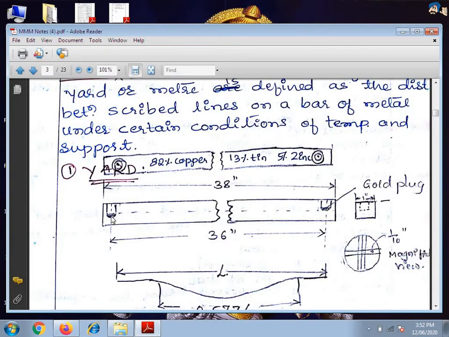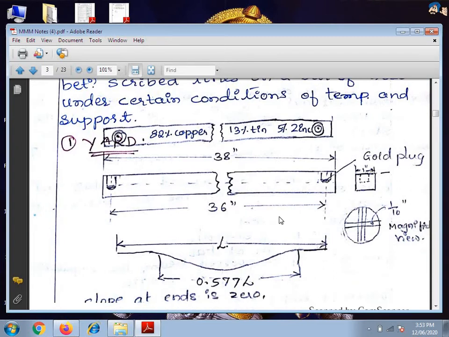Okay. Now at the recess, 1/10 of the inch of gold is placed in the gap or recess on both the sides. The center line of this gold plug, just the view we see on both the sides, the gold plug has horizontal 2 lines and vertical 3 lines engraved. So the distance between this center line from one end to another end is 36 inches. So this 36 inches itself is the yard.